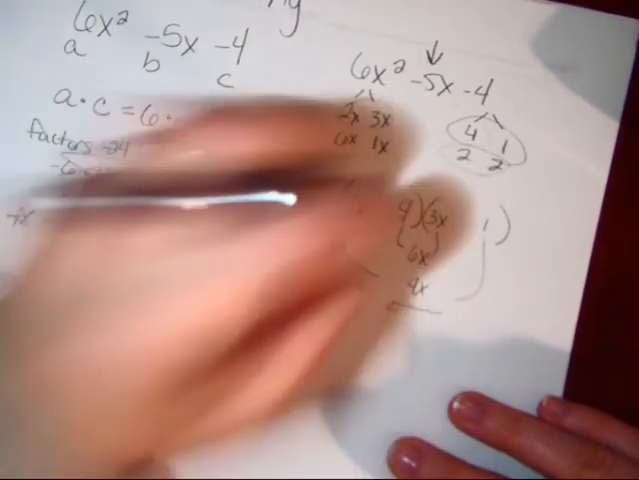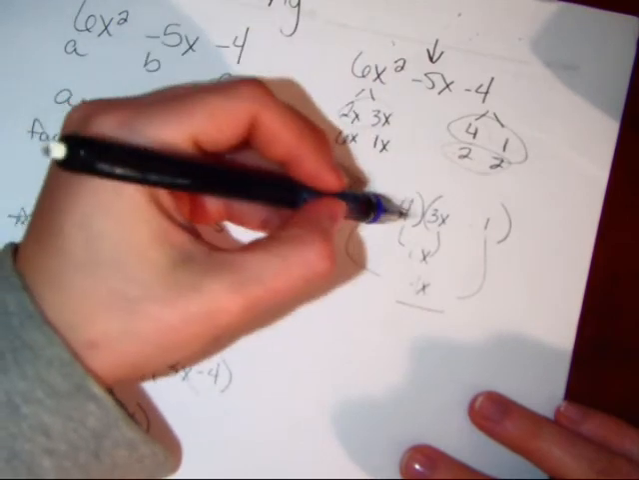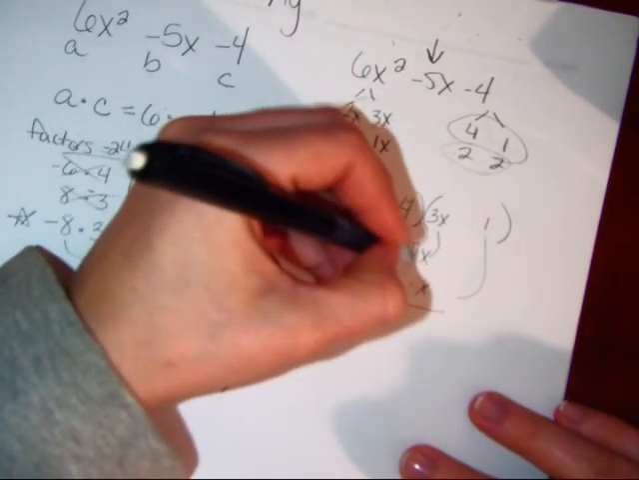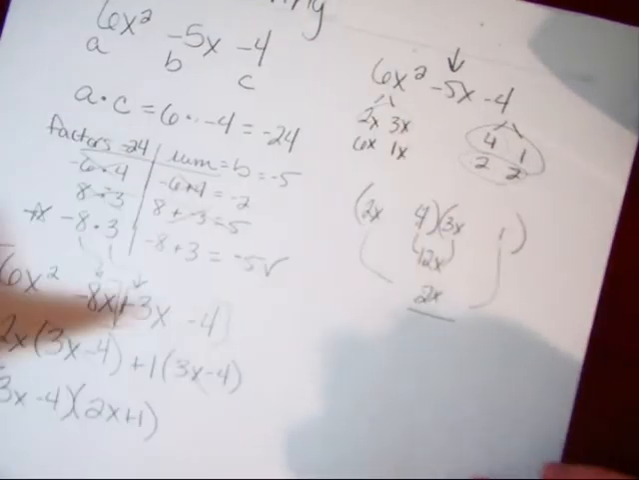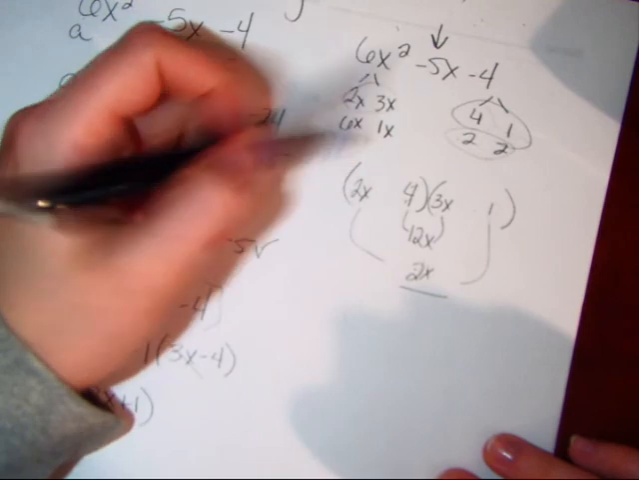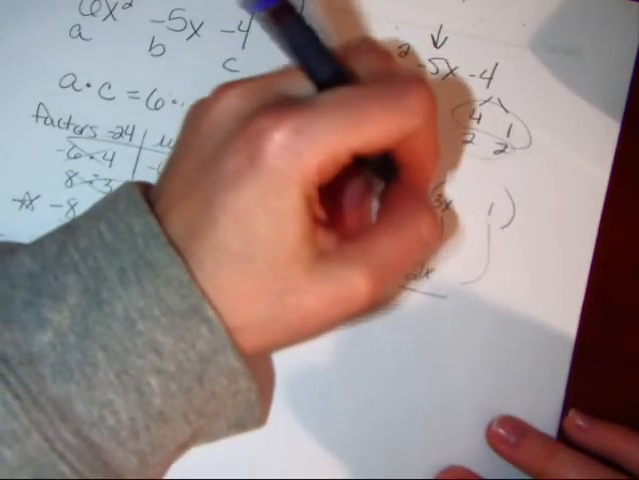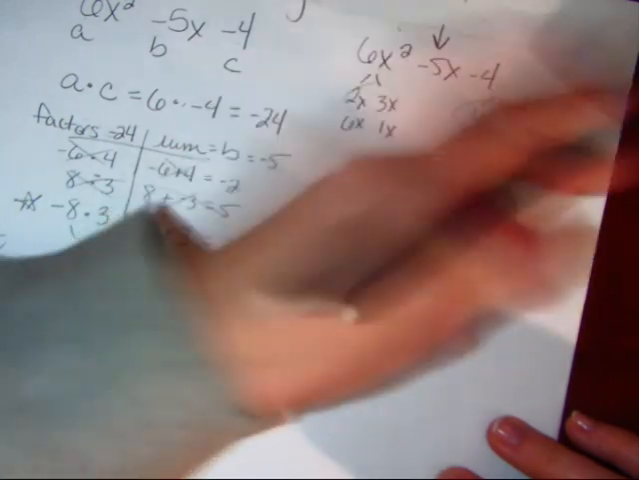Okay? So now we'll recheck. 4 and 3 makes 12, and 2 and 1 makes 2. Well, there's no way that 12 and 2 is going to make that negative 5. Okay, you say, maybe I'll just switch the 4 and the 1. Well, so be it. Let's try it.